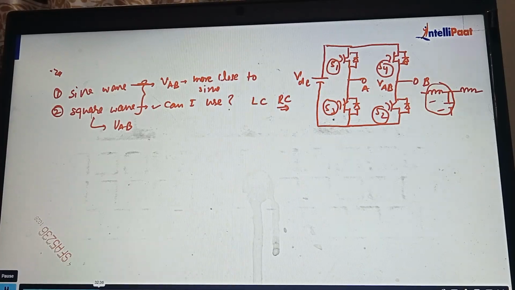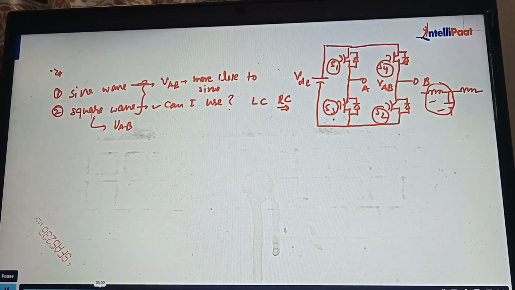Sir, here is the question. If we connect a coil and capacitor, can the inverter output be converted from square wave to sine wave?